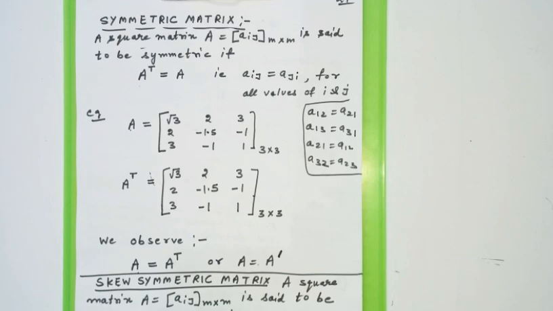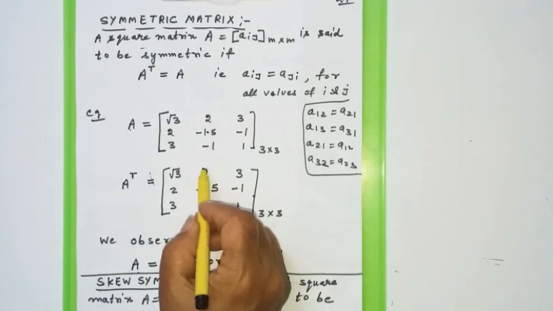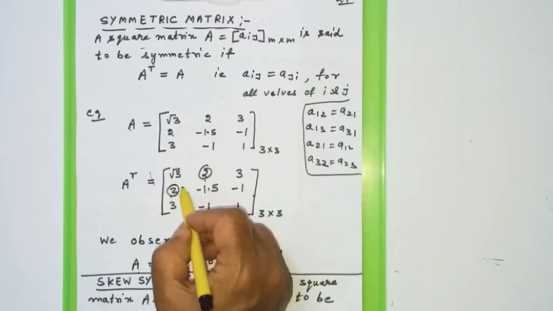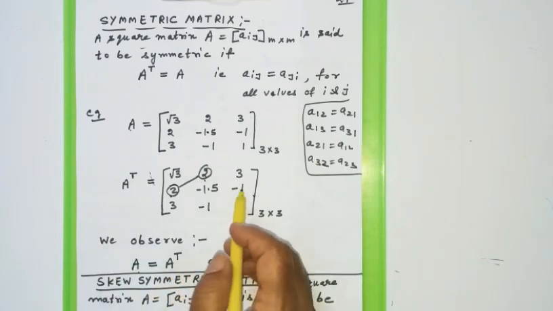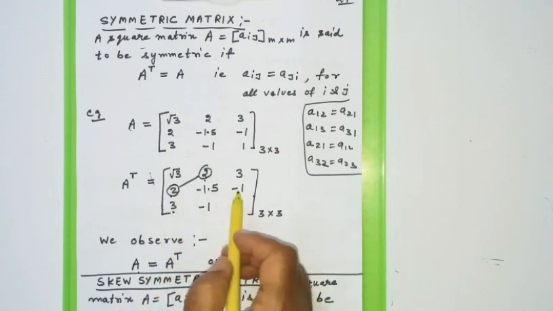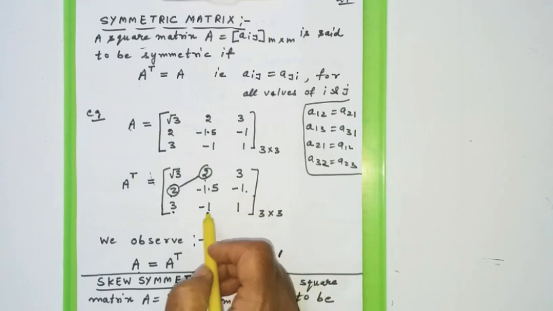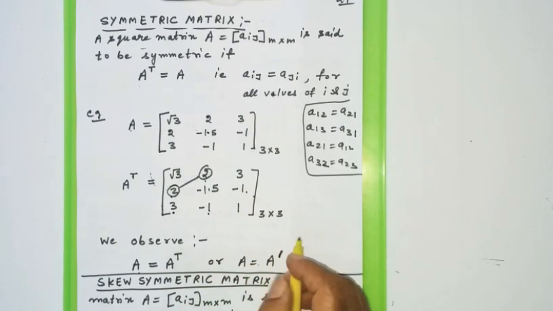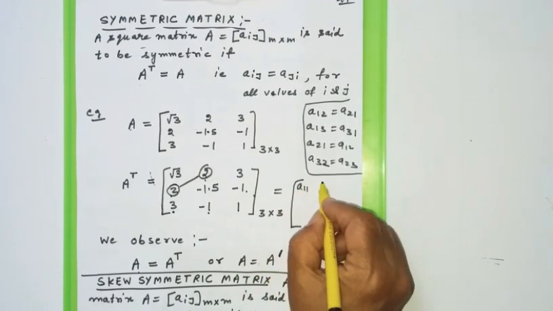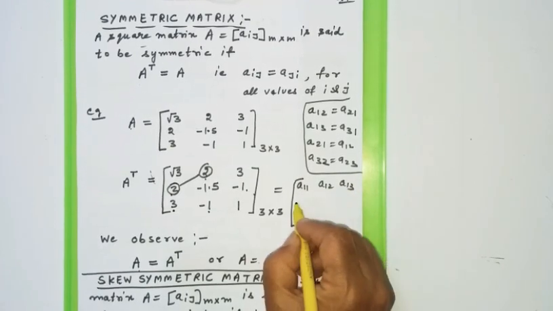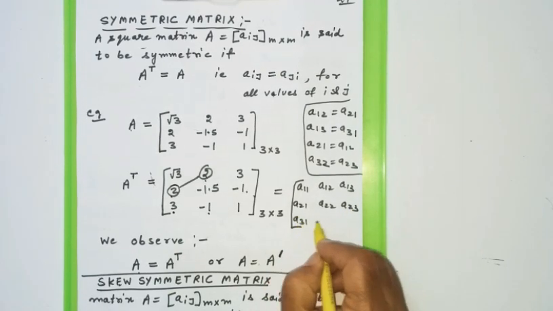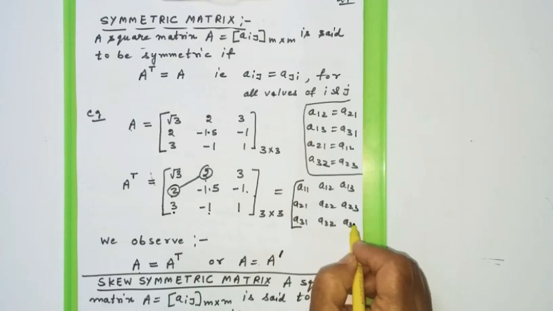Now let us observe some elements. This is element A12 and this is element A21. So I notice that A12 and A21 are the same. Then I notice that this is element A13 and this is element A31, they are also the same. This is element A23 and this is element A32, they are also the same. So let me write it symbolically: A11, A12, A13, A21, A22, A23, A31, A32, A33.